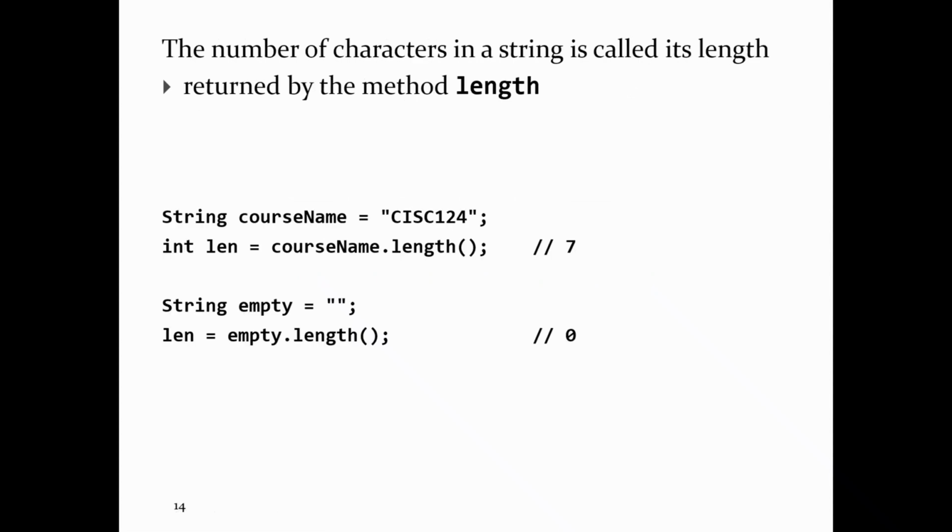The number of characters in a string is called its length. I guess that's true in Python too. In Python, if you had a string, you'd write len, round brackets, name of the string variable. In Java, you need an object to call the length method. So if I have a variable called course name that refers to the string CISC124, to get the length of the string, it's course name dot length, round brackets, because you're calling a method.